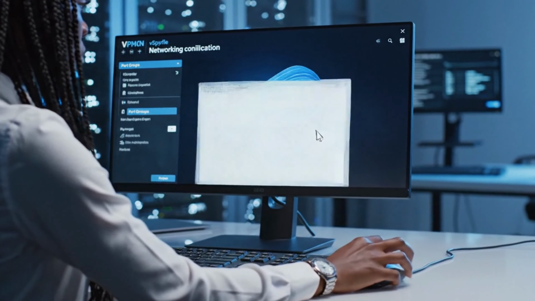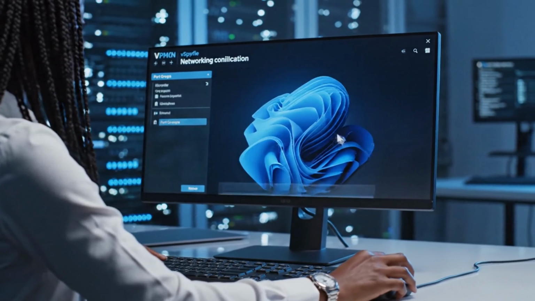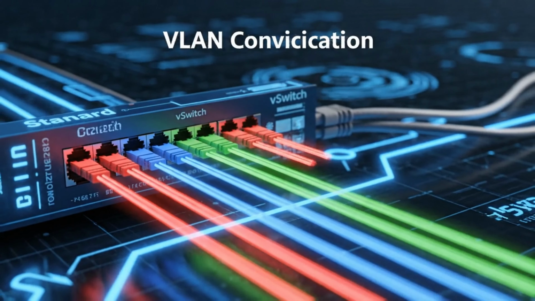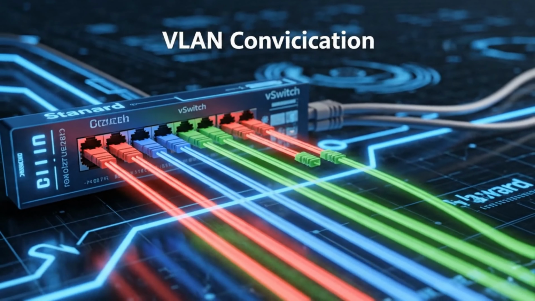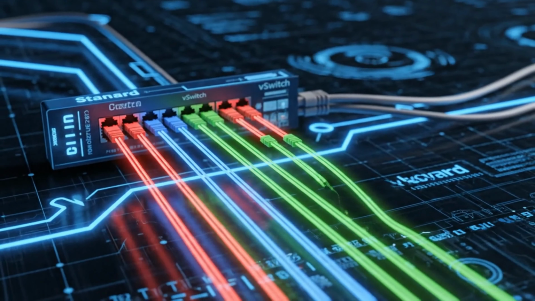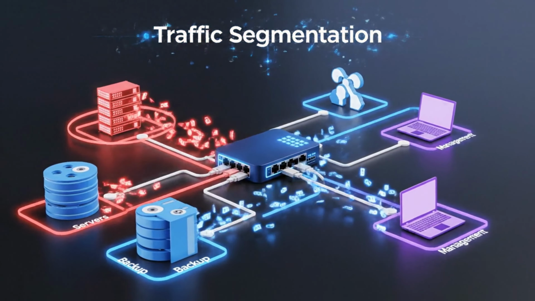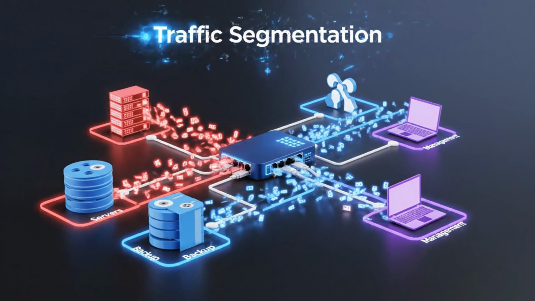Administrators can create multiple port groups to separate different network segments inside the infrastructure. VLAN configurations can also be implemented for secure and organized network communication. For example, administrators can isolate management traffic, backup traffic, and production traffic using VLANs.